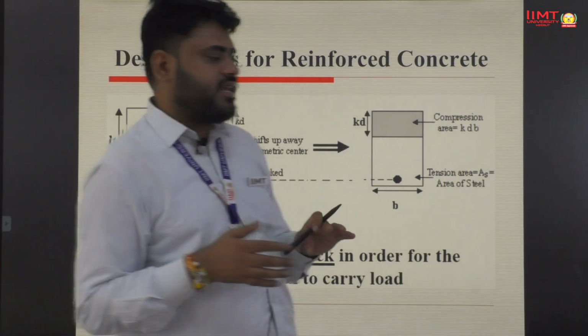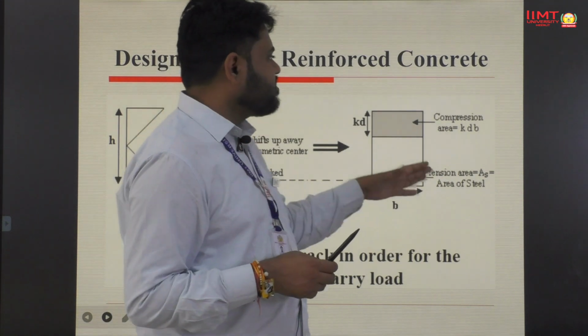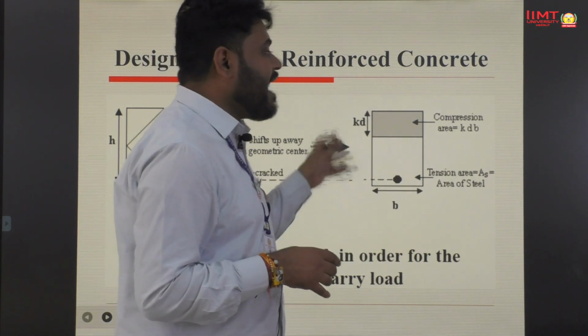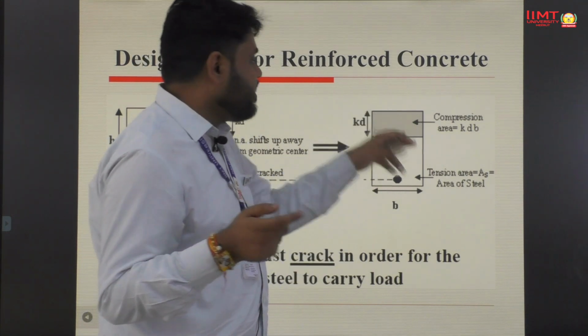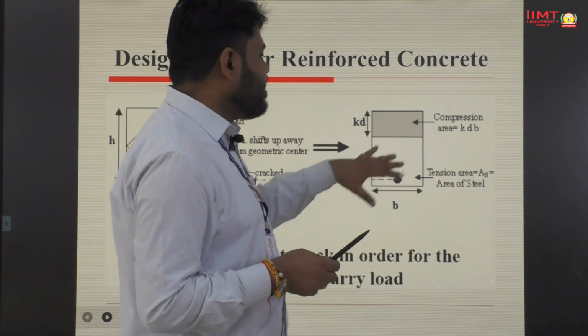So the tension area, this is a rectangular stress-strain diagram. Then we have to see that the compression side should be represented. We have to find out the area of concrete, then we have to count out the area of steel.